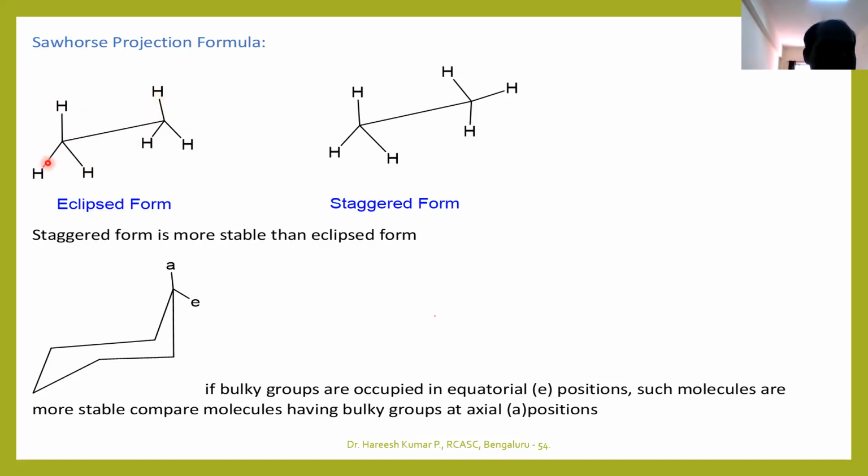Similarly, this H and this H, you cannot see this H. Similarly, this H also you cannot see when you are looking from here. So when you are looking from here, this will be the front carbon, and these are the attached hydrogens. You can see only these three, but you cannot see this carbon as well as these three H. That is the reason this representation is the eclipsed form.